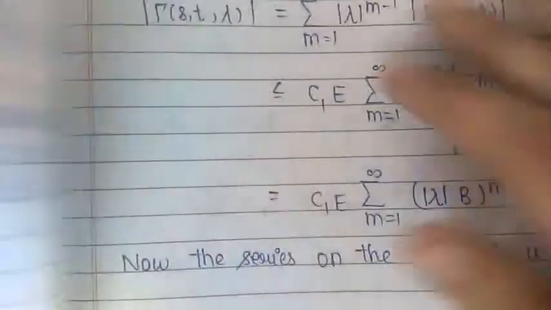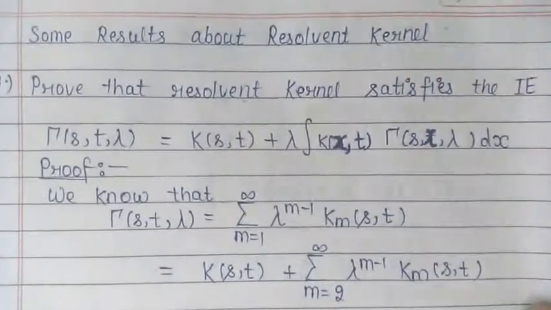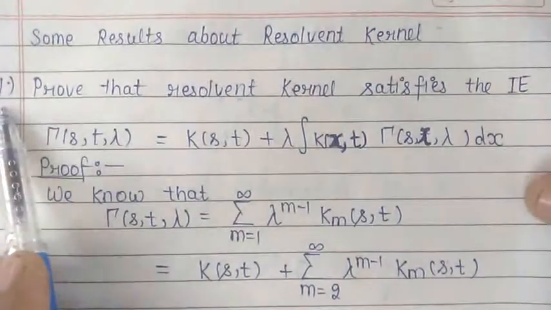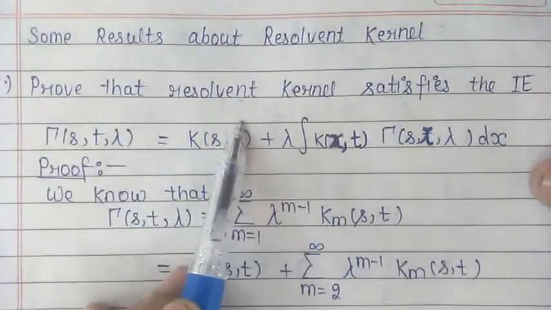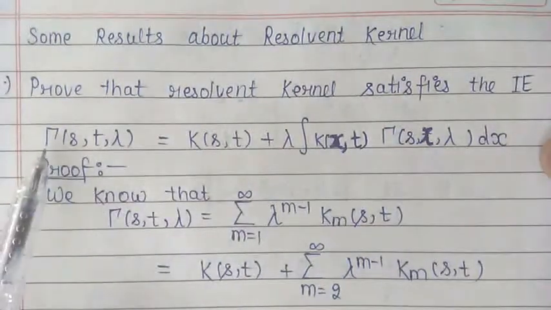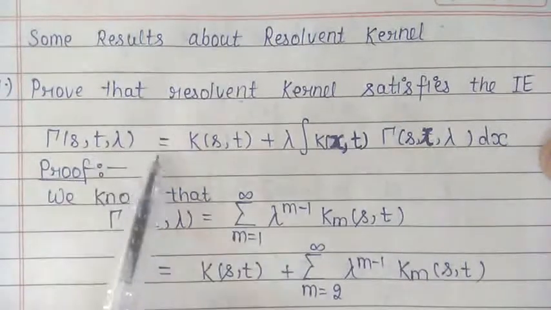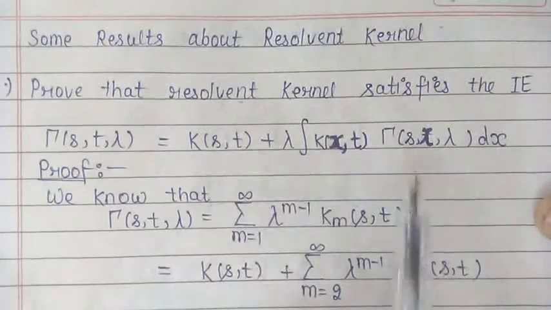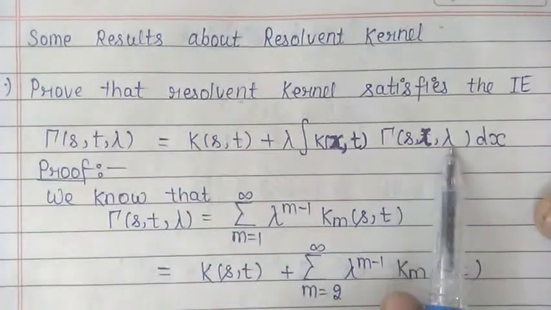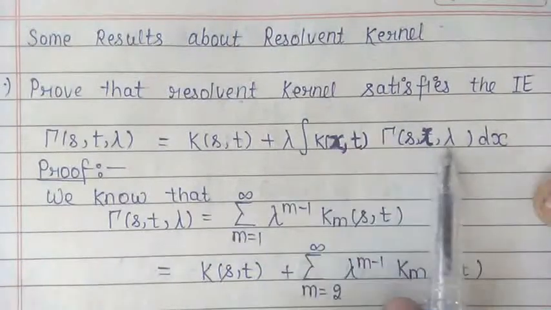Now we discuss some results about the resolvent kernel. The first result about the resolvent kernel is that the resolvent kernel satisfies the integral equation Γ(s,t;λ) is equal to K(s,t) plus λ times the integral of Γ(s,x;λ) K(x,t) dx. We have to prove this property.